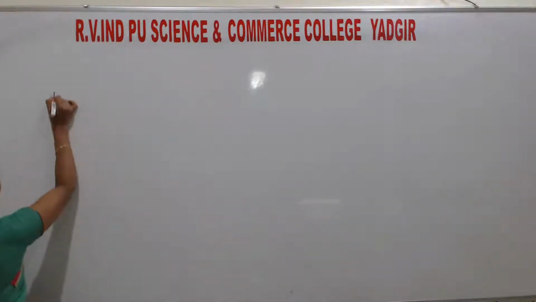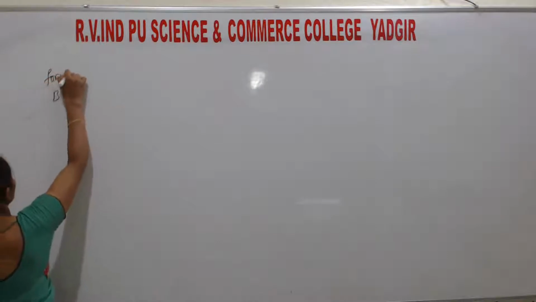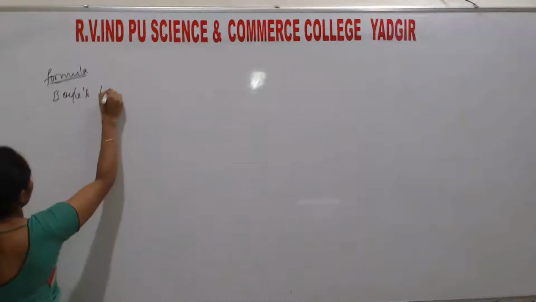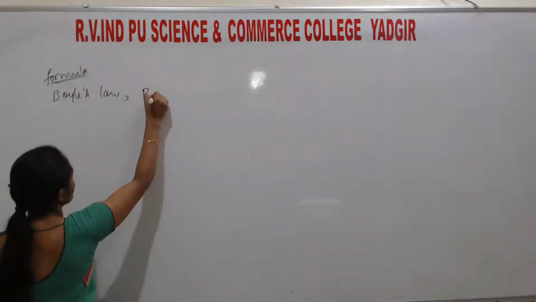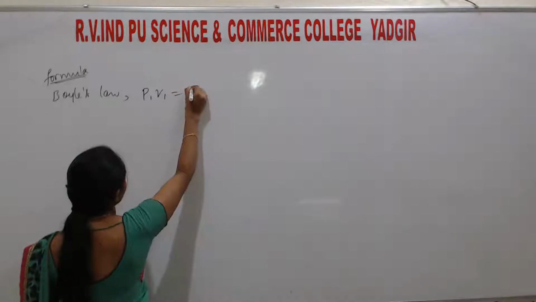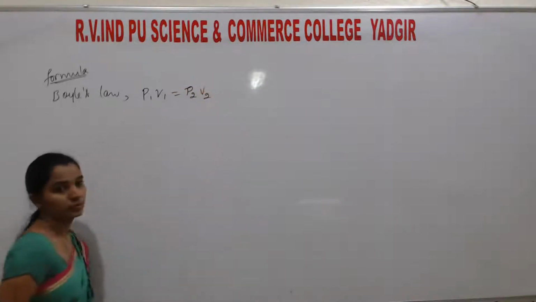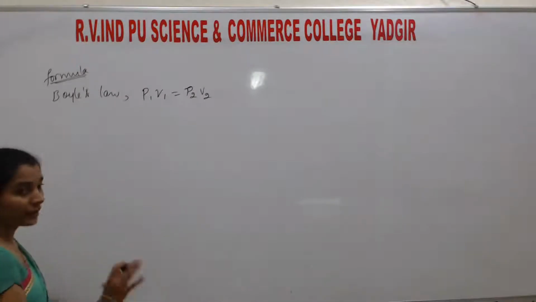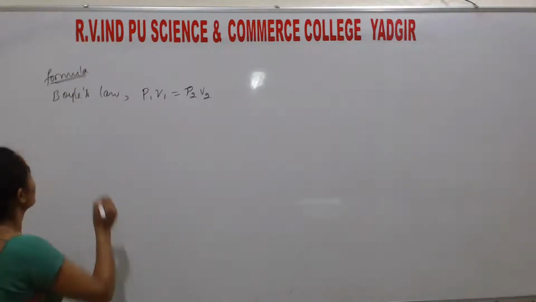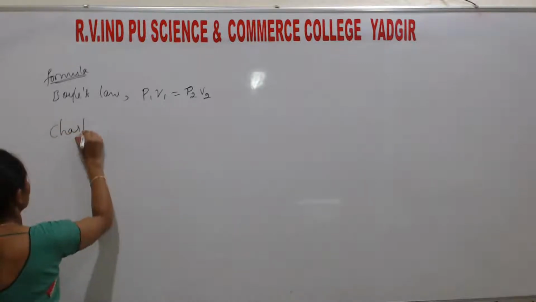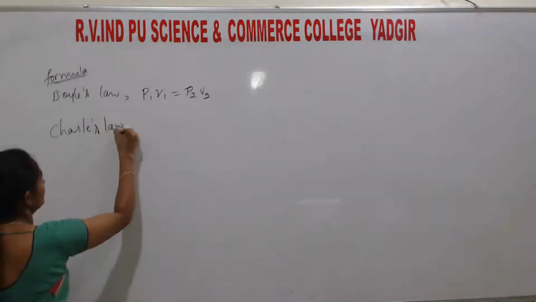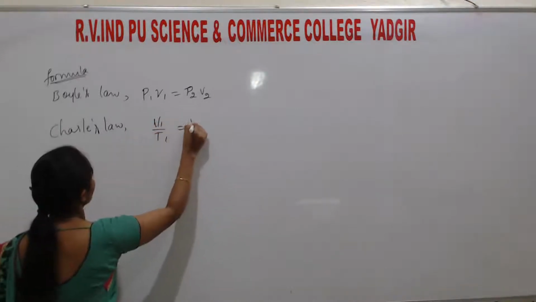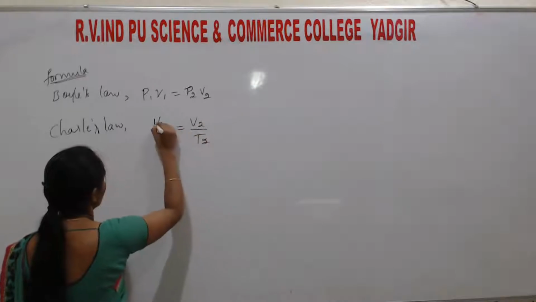Okay. So according to Boyle's law, write the formulas first, or equation. According to Boyle's law, the equation is P1 V1 is equal to P2 V2. To solve the problems, I'm telling, okay? Not a mathematical expression, just a formula. Next, Charles's law: V1 by T1 is equal to V2 by T2.